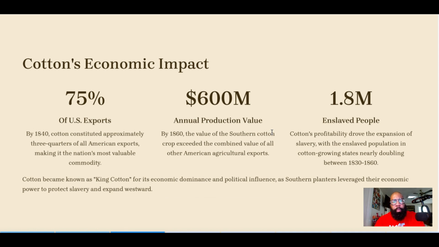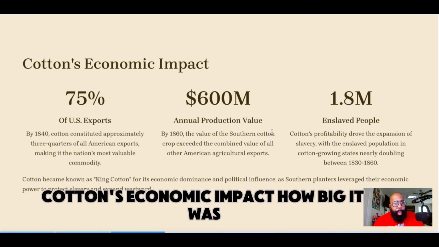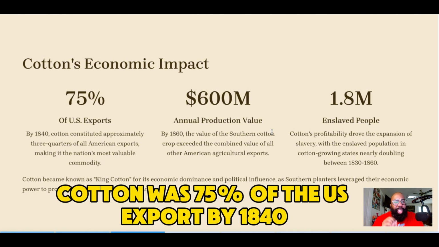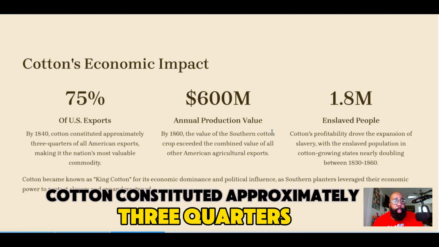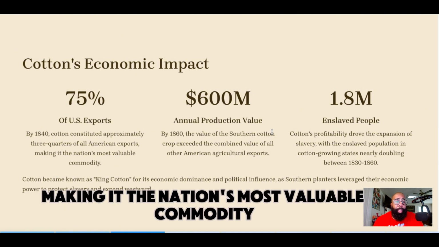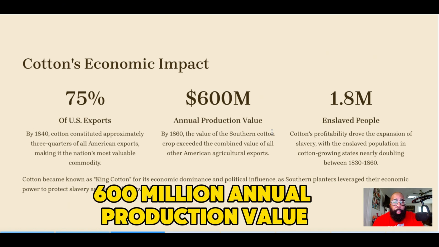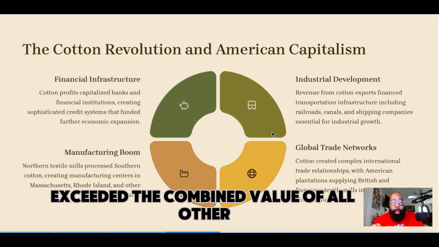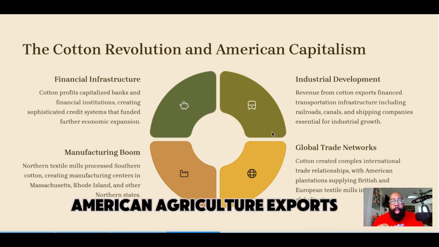Okay, here are some numbers. Cotton's economic impact, how big it was, how important it was. Cotton was 75% of U.S. export. By 1840, cotton constituted approximately three quarters of all American export, making it the nation's most valuable commodity. 600 million annual production value. In 1860, the value of Southern cotton exceeded the combined value of all other American agriculture exports.